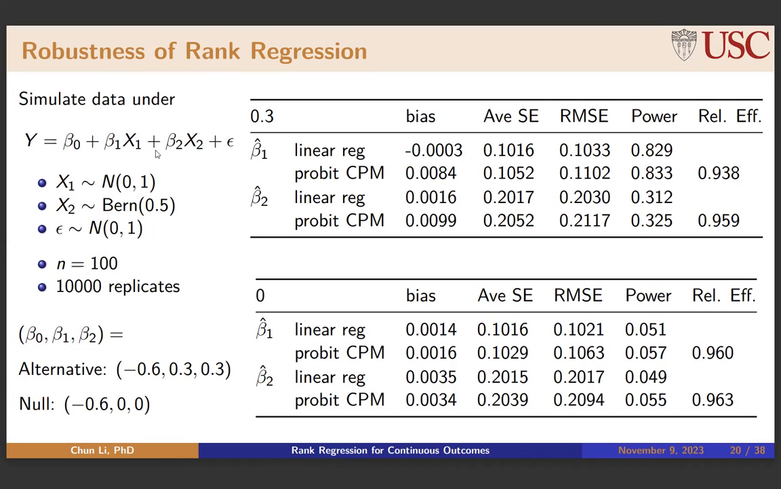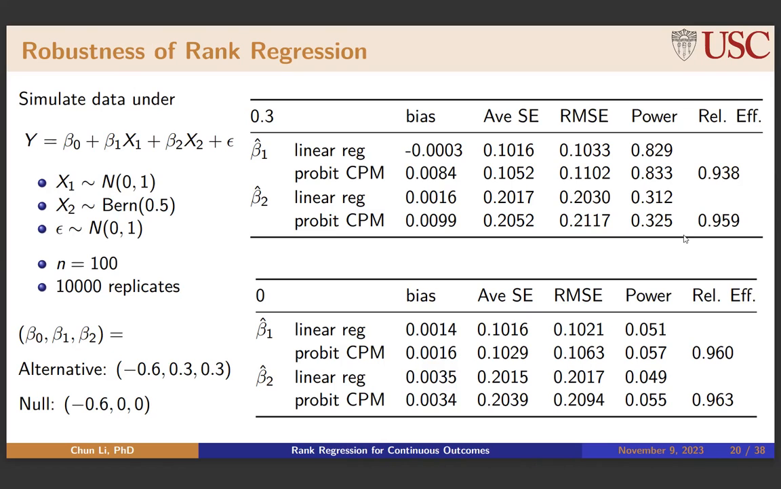Here we simulate data under a perfect situation for linear regression. 2 x's and 3 coefficients, one intercept, 2 coefficients, and normal residual. And sample size 100. And I evaluate 2 situations. One is essentially under the alternative, the other is under the null, with only intercept there and coefficient 0. But you can see, we will have a little bit of loss of efficiency. That's expected because it's rank-based. And here you see there's actually no power loss.